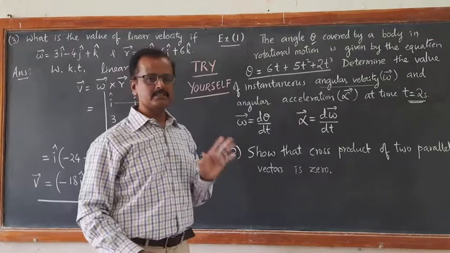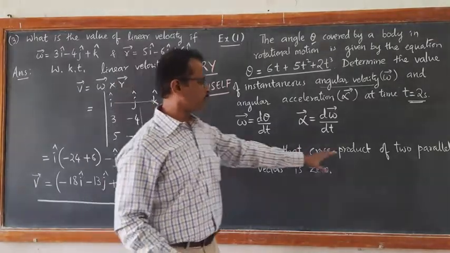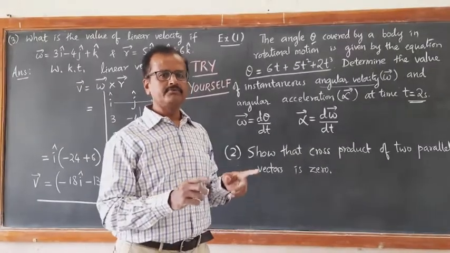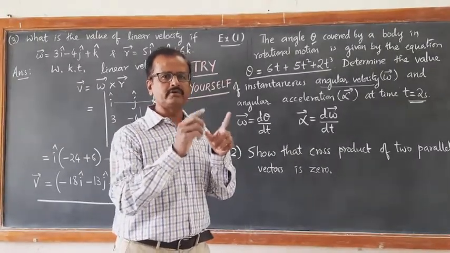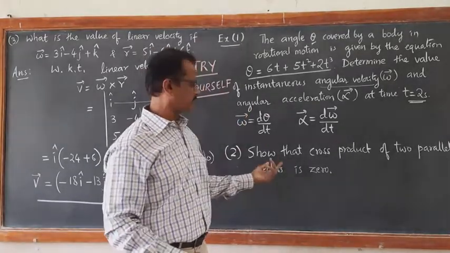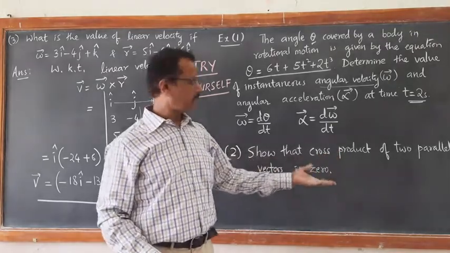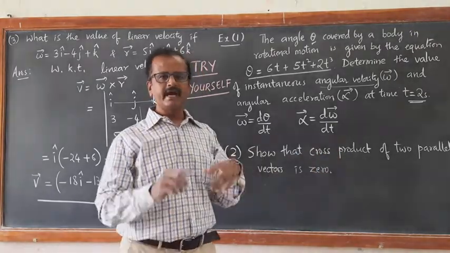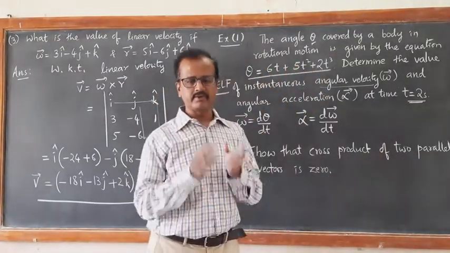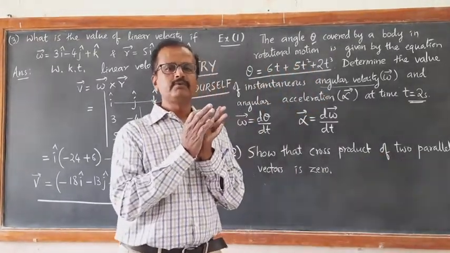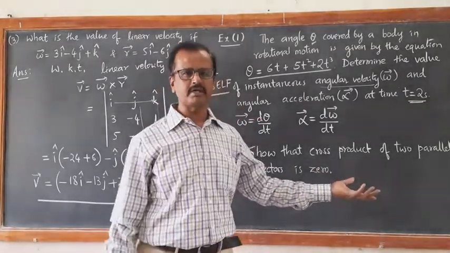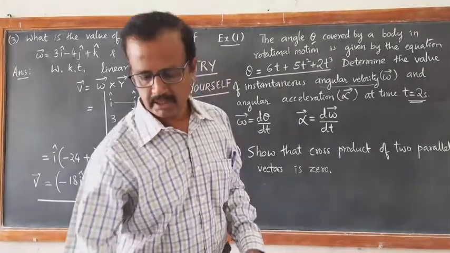Now second problem, it's a one mark problem. Show that cross product of two parallel vectors is 0. I have already done this. If you have gone through that video keenly, you can do it once again. Take one vector A and another vector B. If the angle between them is 0, then we say them as two parallel vectors. When do you say that two vectors are parallel? When they are parallel to each other, the angle between them is 0. Then put the condition of cross product, you will get the result 0. I think you will do this.